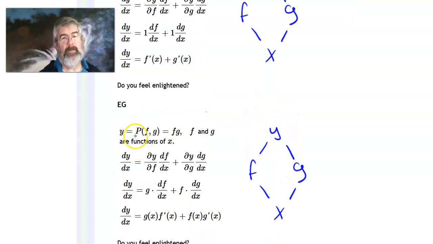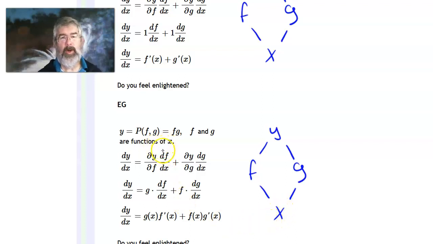Here I have y is p of f and g, so it's a function of f and g, where the function p is f times g. And f and g I'm thinking of as functions of x. Same situation as before, y is a function of f and g, which are functions of x. So y is a function of x, and I can ask for the derivative of y with respect to x. Well, the chain rule says it's the partial of y with respect to f times df/dx, plus the partial of y with respect to g times dg/dx, those two paths.